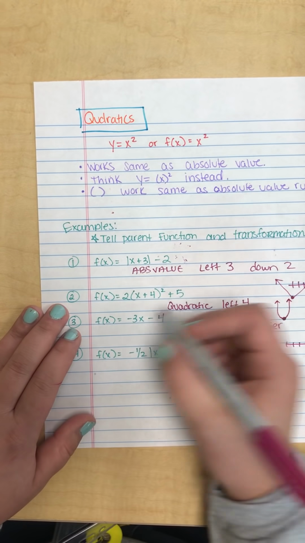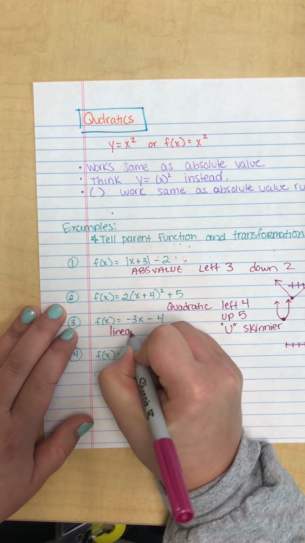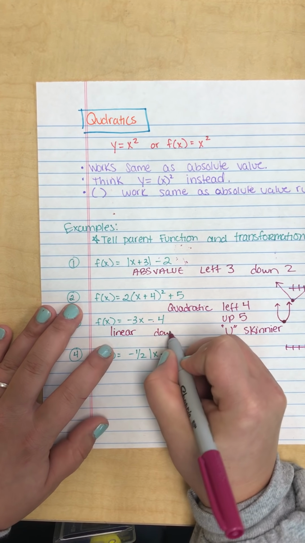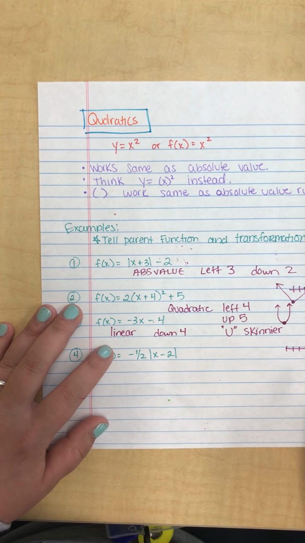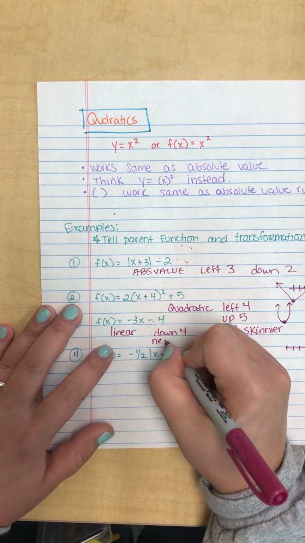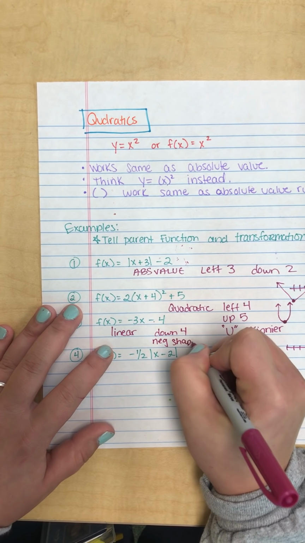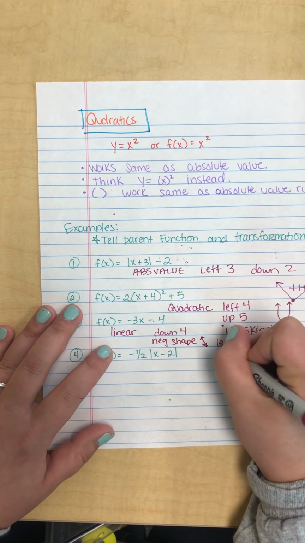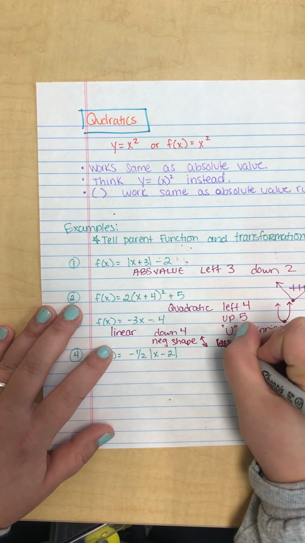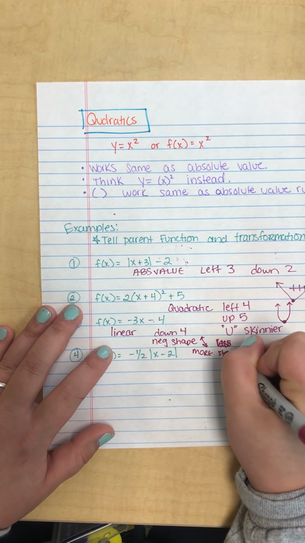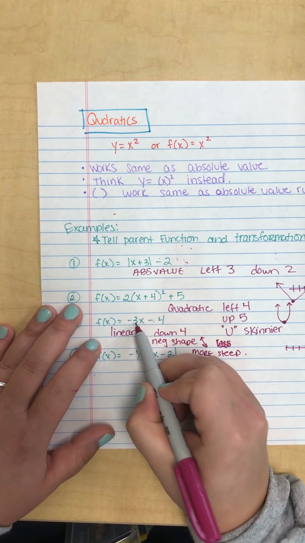All right, number 3 is linear. And it's going to move down 4. And my slope is -3, which means it's going to be a negative shape. So it's going to be like this. And it's also going to be more steep, because this is greater than 1.